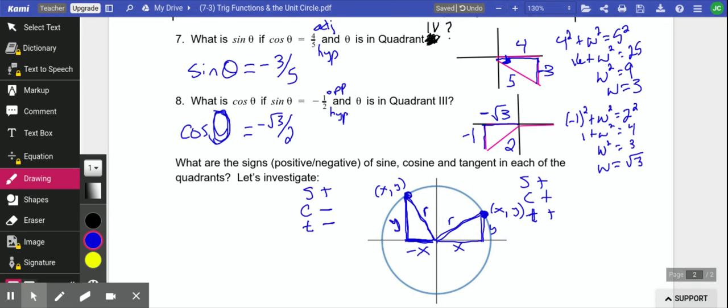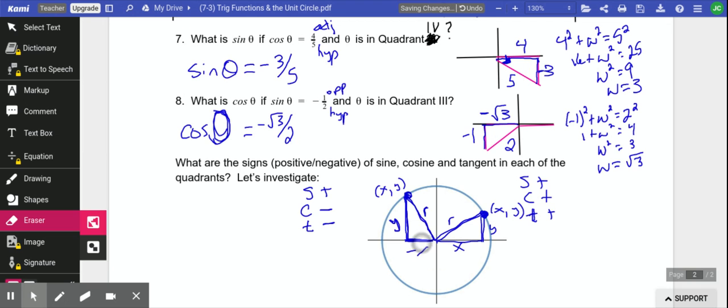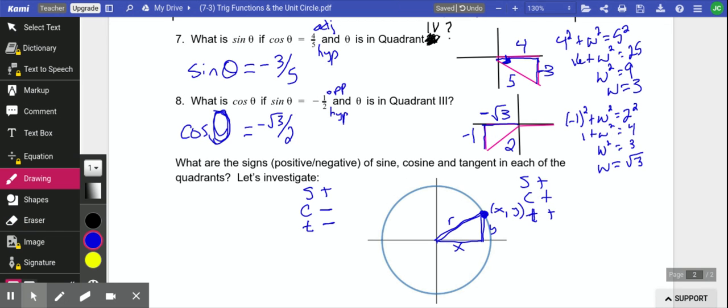All right, I'm going to erase some of this so that we don't get too confused. All right, so let's take a look at the third quadrant. Maybe I'll even change colors here. All right, so we're going to think about a point in the third quadrant. Okay, draw the triangle that goes with it.